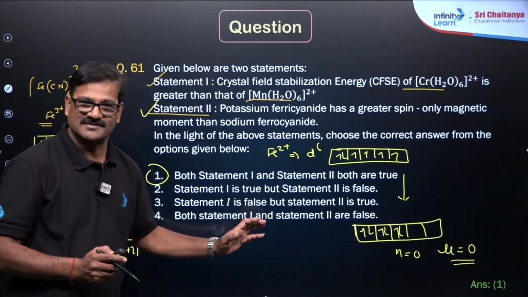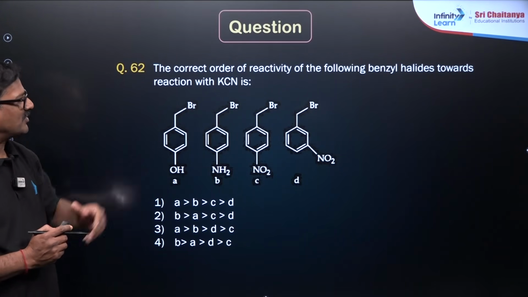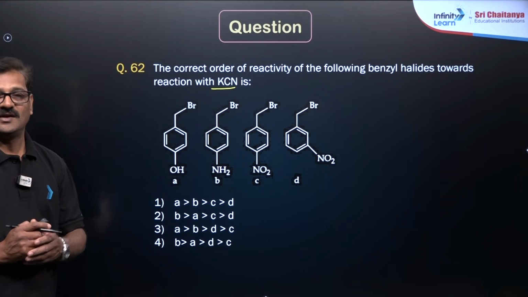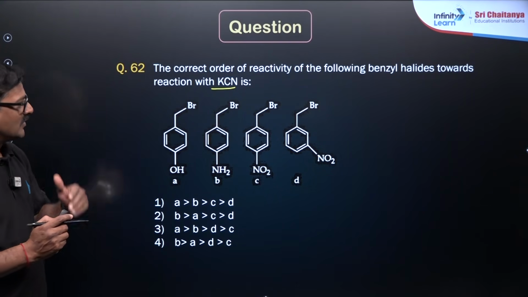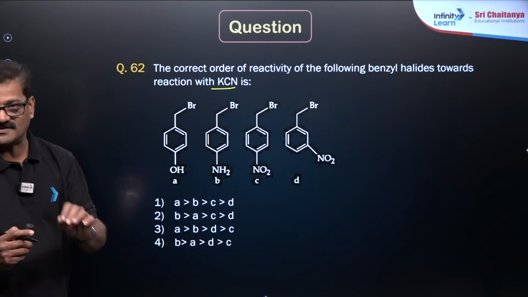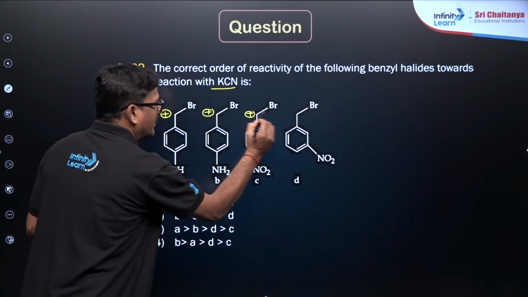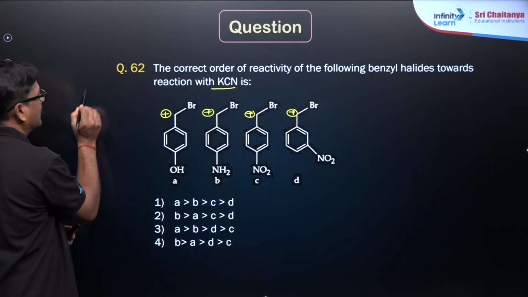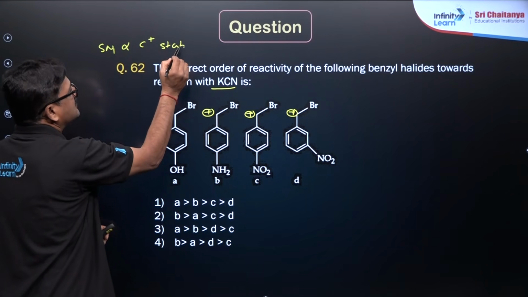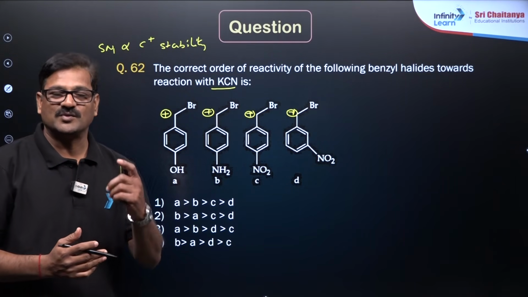from the coordination compounds. Children, here is a question from nucleophilic substitution reaction. The correct order of reactivity of the following benzyl halides towards the reaction with KCN. So when it reacts with KCN, benzyl cations are going to be formed, so it follows the SN1 reaction. If a carbocation is formed here, the rate of SN1 reaction is directly proportional to the stability of the carbocation. So who is going to stabilize the carbocation? Either positive mesomeric effect or positive inductive effect.